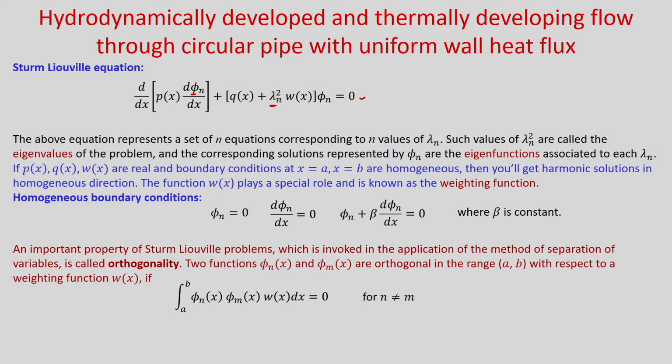So, if p, q and w are real and the boundary conditions at x equal to a and x equal to b are homogeneous, then you will get a harmonic solution in the homogeneous direction. The function w of x plays a special role and is known as the weighting function. In today's analysis, we will use the separation of variables method. So, when can we use the separation of variables method?